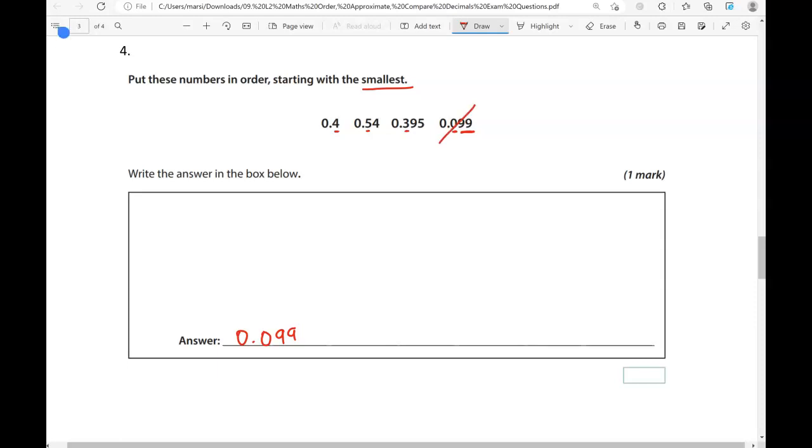Now 3 comes after 0 but before 4 or 5, so it's smaller than 4 or 5. That's why 0.395 will be the next decimal. Then will come 0.4, because 4 is smaller than 5. And finally, 0.54.